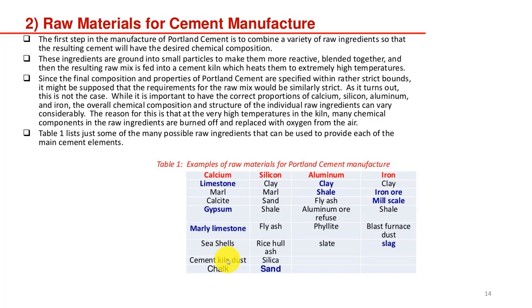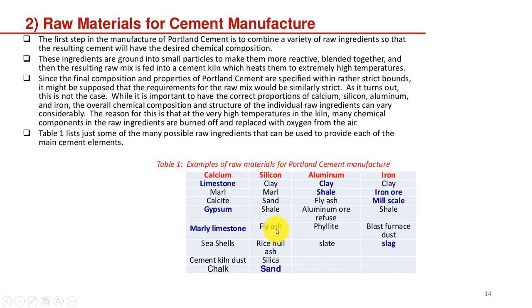There is residue left in the kiln, so we can also use the cement kiln dust as a prime source of calcium. So silica, silicon, can be obtained from the clay, as clay contains an abundant amount of silica. It can also be extracted from the marl, sand, shale. These are basically geological rocks.